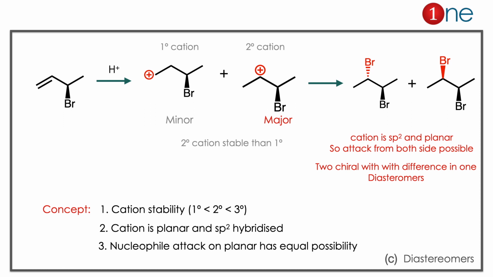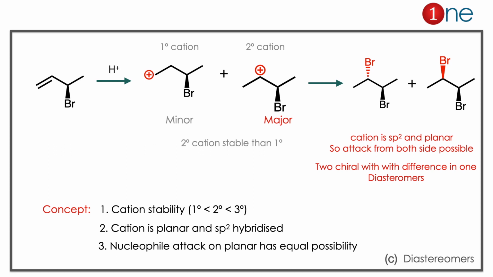Next step, bromine attacks. The carbocation is planar in architecture, so the attack can be on both sides. So bromine can be above or bromine can be below. Here the cation is planar because the hybridization is sp2, trigonal planar. So the bromine can attack from above and below. So the products are diastereomers because the only difference is the change at the chiral center and they are non-superimposable. So the answer is clearly C, diastereomers.